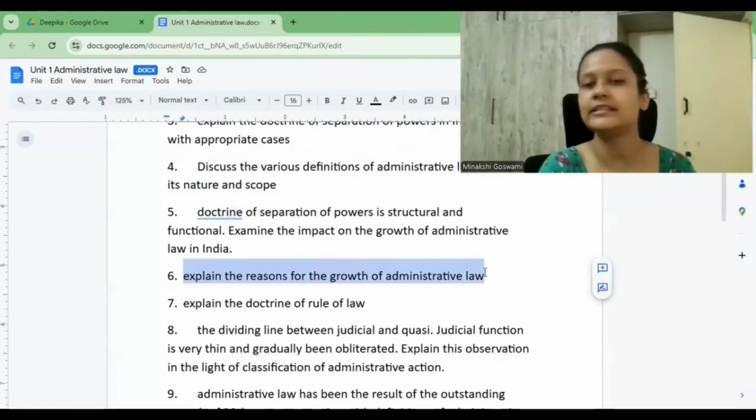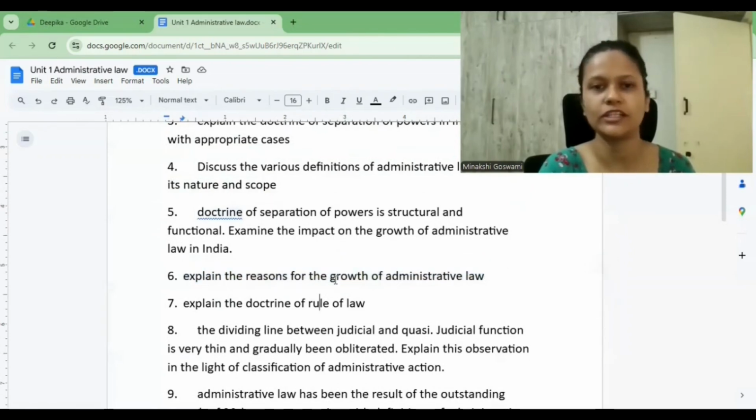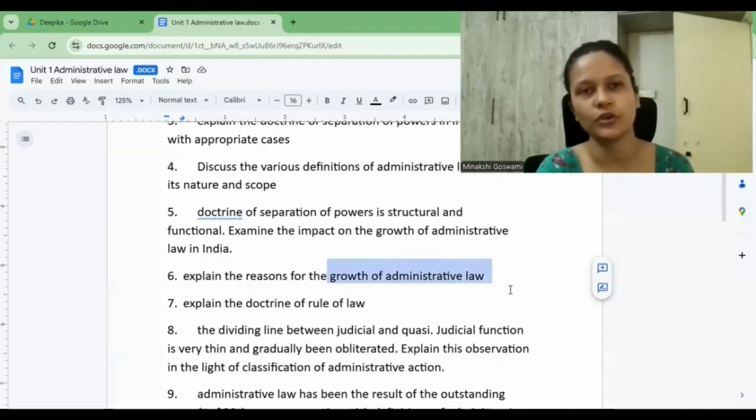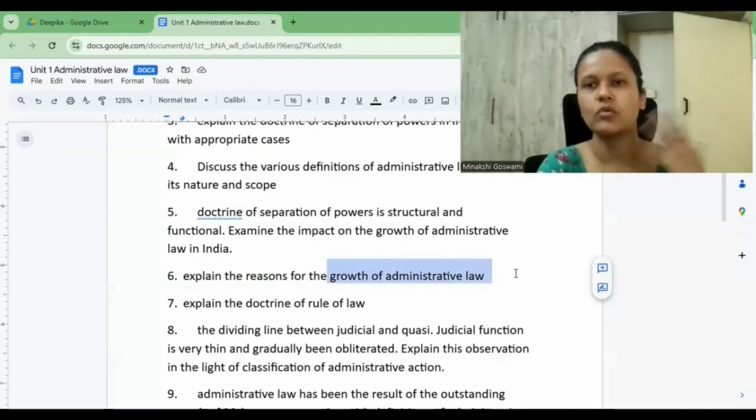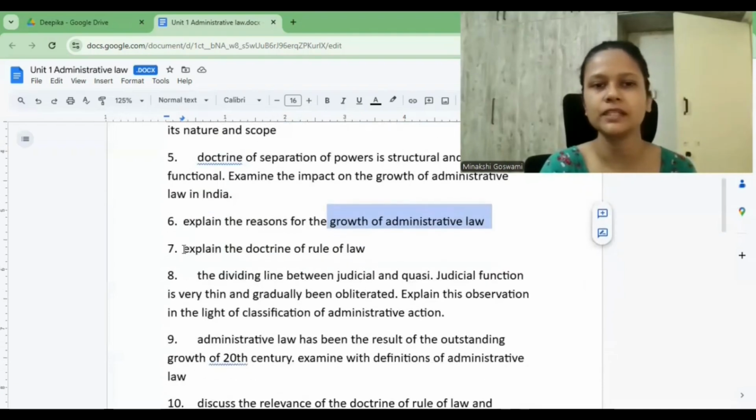Then we have: explain the reasons for growth of administrative law. This is also a very common question. Mostly we see reasons for growth of administrative law. This question is properly answered in my notes also. We have proper reasons point wise. So you can definitely go through that part also. This is a very important question.